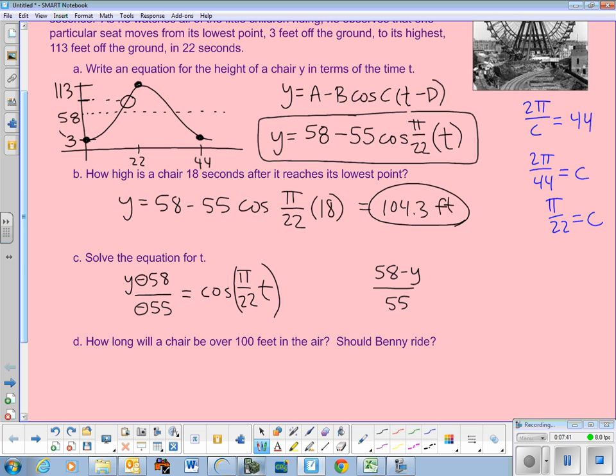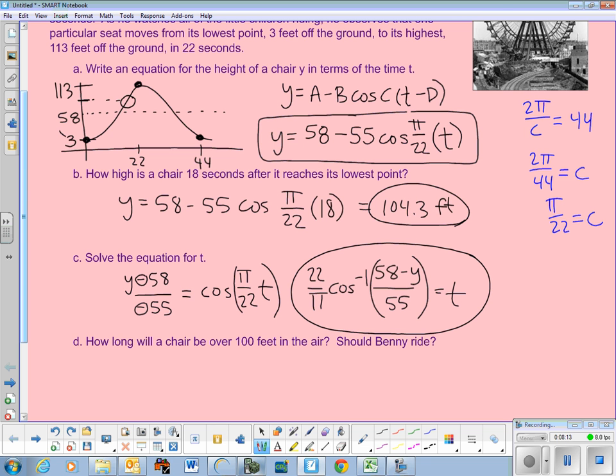Then my next step was going to be to inverse cosine it. And then at that point, I'm at pi over 22t, and so I need to multiply by 22 over pi. And this is something we've done in a prior section. So here it is solved for t. All right, just undid all those steps that had happened to t. Subtract 58, divide by -55, inverse cosine, and multiply by 22 over pi.